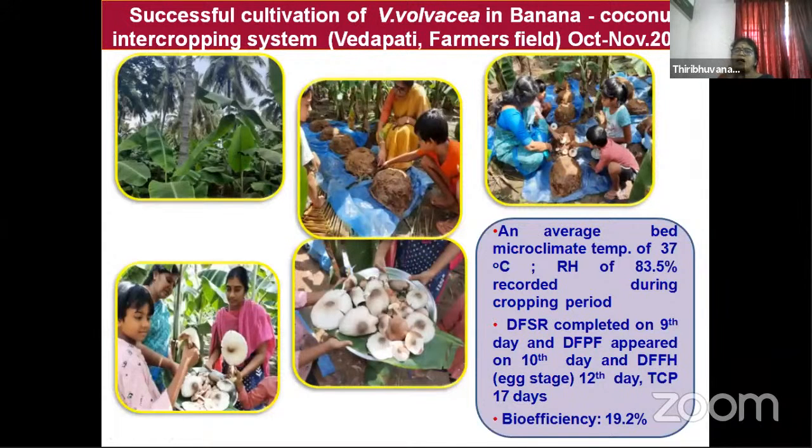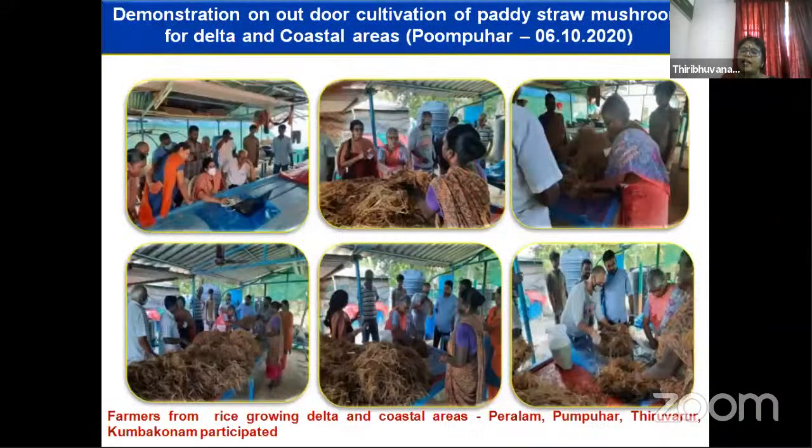Having tried with this, after completing the TNAU trial, I went to the coastal areas at Pumbuhar. I was there on the 6th and gave training. I invited farmers from Tiruvarur, Keralam, Pumbuhar, Kumbakonam and Velugudi, and gave a demonstration to the farmers on the importance of this mushroom. They are aware of this mushroom because it is locally available in nature, but the commercial technology has not reached them, or we have not promoted it, because of the reasons which I said prior.